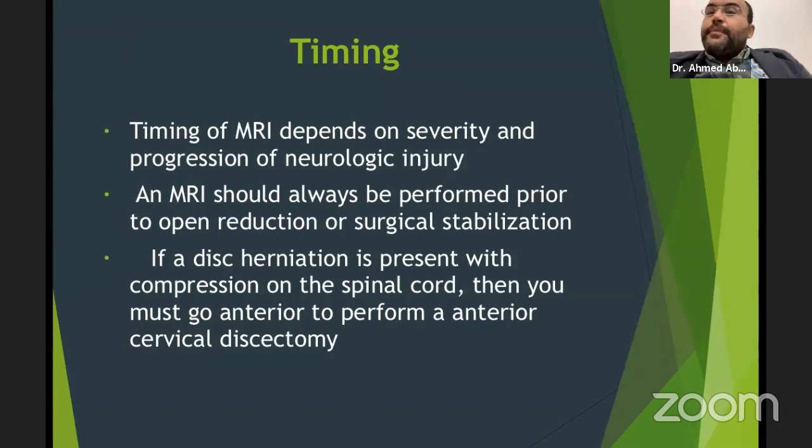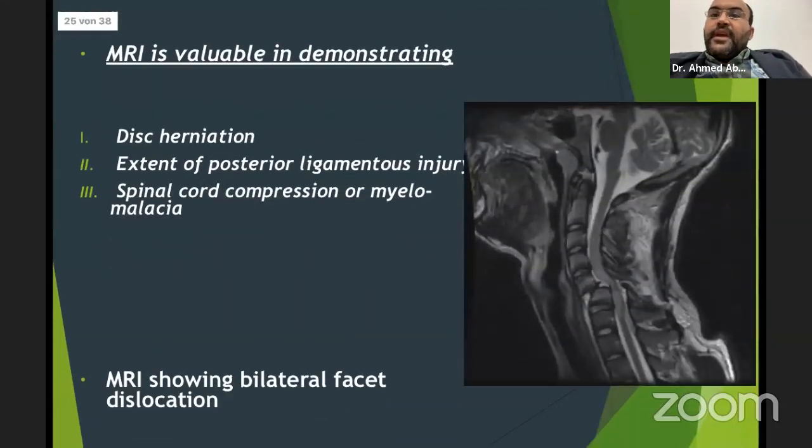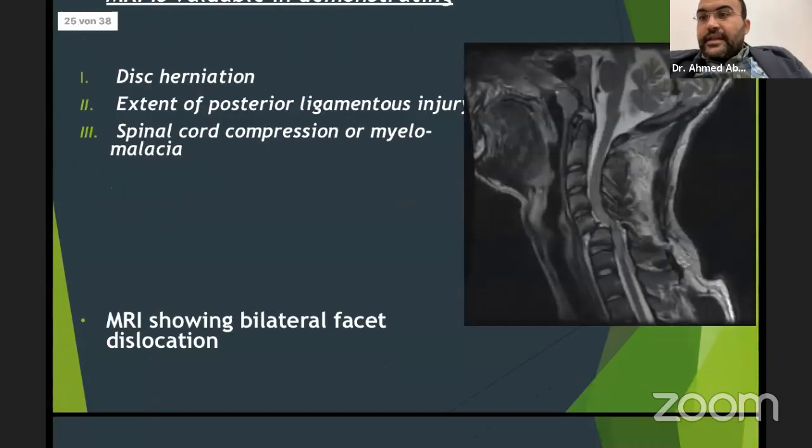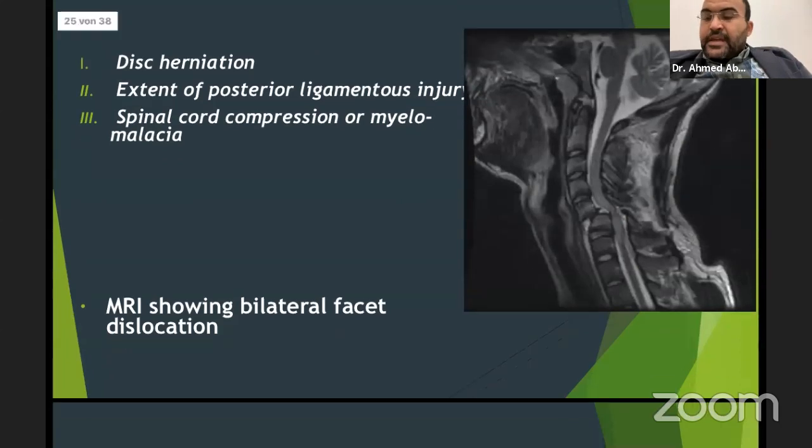An MRI should always be performed prior to open reduction or surgical stabilization. It's mandatory, in fact. If a disc herniation is present with compression on the spinal cord, then you must go anterior, I mean the anterior decompression through an anterior approach, the anterior cervical discectomy. The MRI is valuable here in demonstrating, as I said, the disc herniation, the extent of the posterior ligamentous complex injury, and the spinal cord injury or myelomalacia. This is an MRI showing bilateral facet dislocation at C5-6, as you can see.